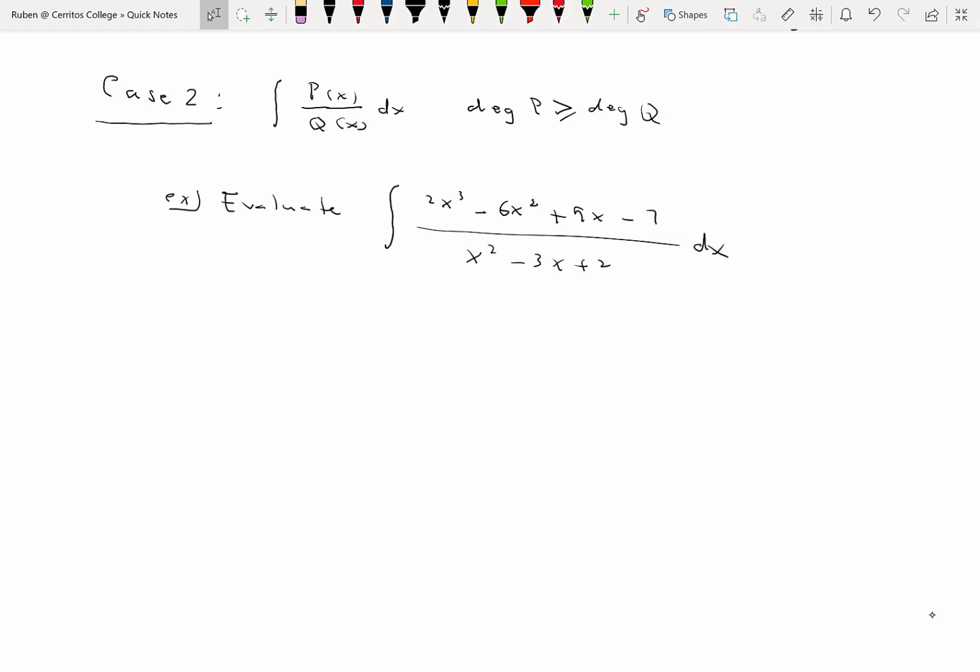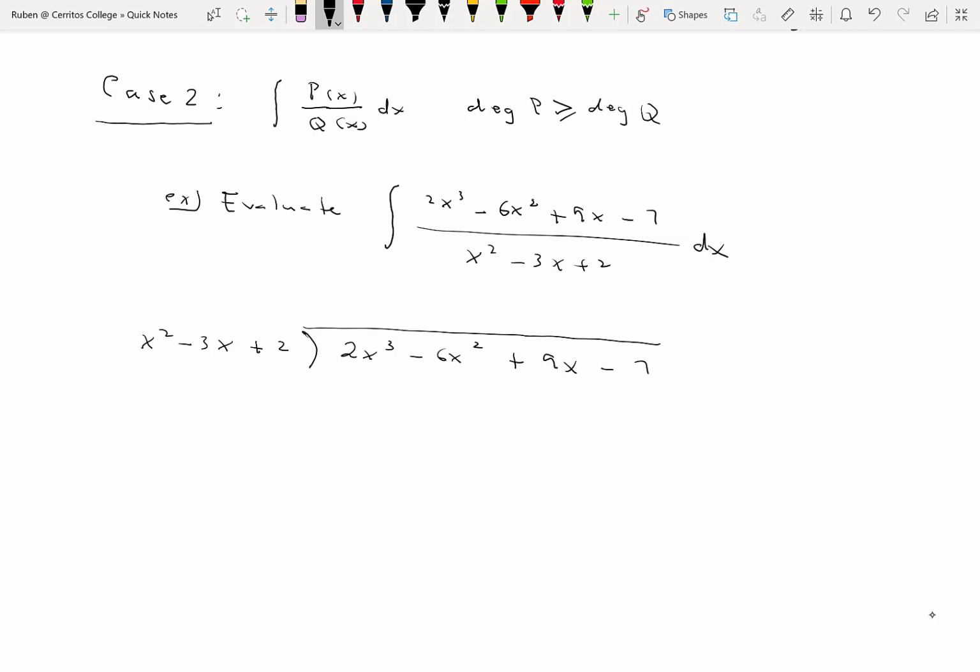So I'm going to use long division to divide x squared minus 3x plus 2 into the numerator, 2x cubed minus 6x squared plus 9x minus 7. This may take some recollection on your part. You probably haven't done a lot of long division since pre-calc, so I'm going to review that with you here.